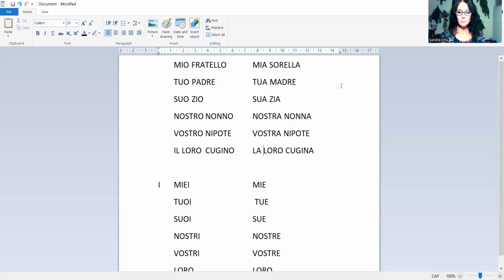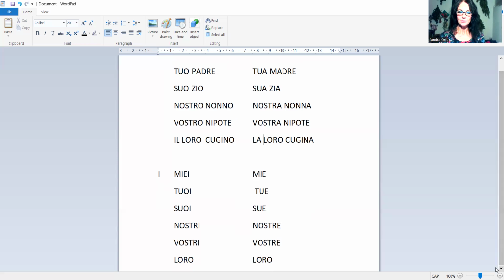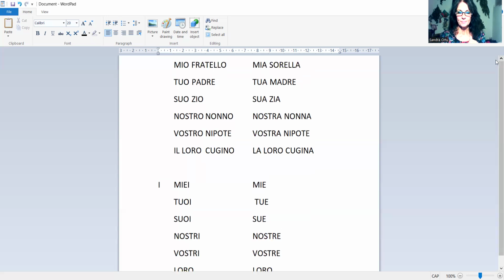So now one more thing. I know that now you have to think, as I said, at the beginning, as usual, you have to think how everything works, understand how everything works. So remember, mio is singular because fratello is singular. And also it is just one person talking here.